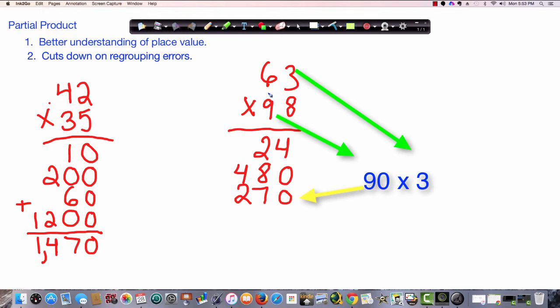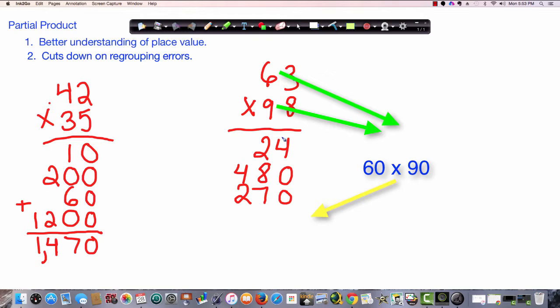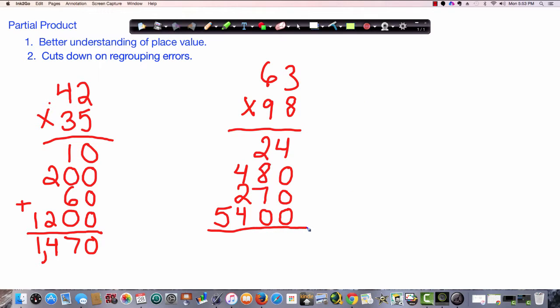Okay, and then we go to the last two, and we already know there's 2 place value markers here because it's 60 and 90. So we put those down here because there would have been 2 zeros there. And then we multiply 9 times 6, and that's 54. And so we had 5,400 for the last one. Then we just add it down.